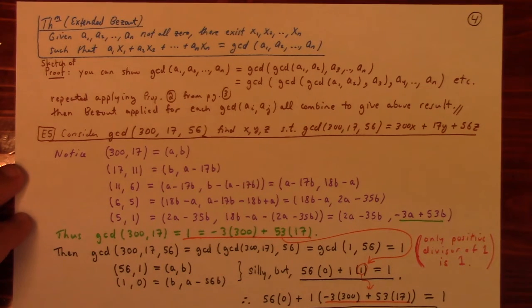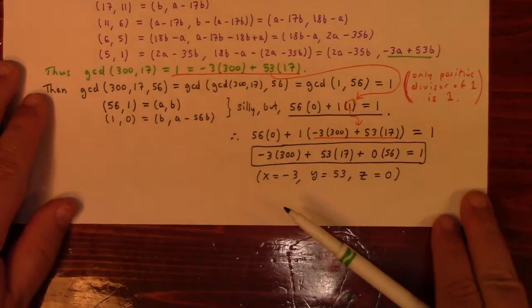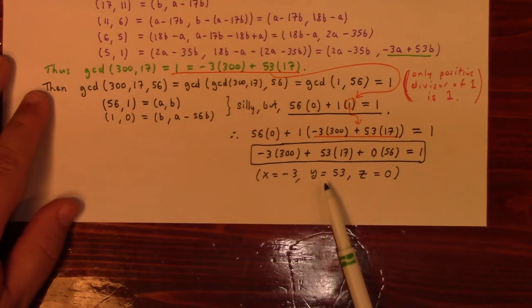In other words, my x is minus 3, my y is 53, and my z is equal to 0. Sorry if I was out of screen there.